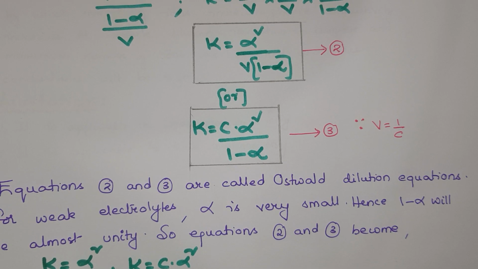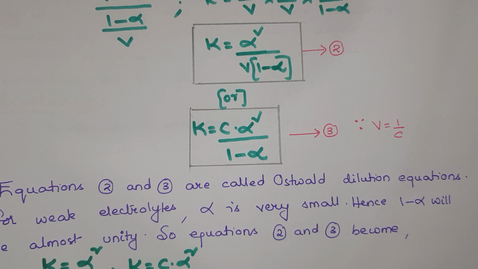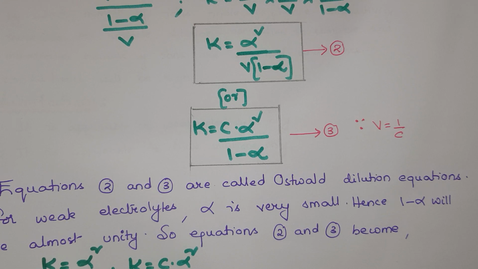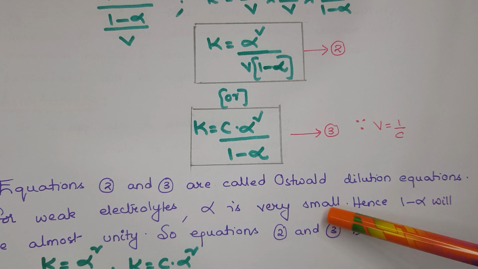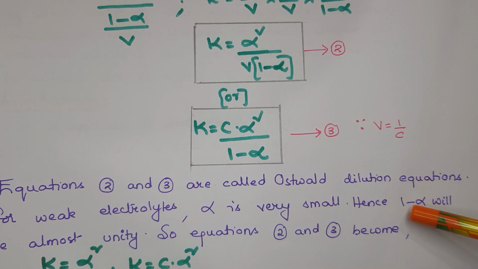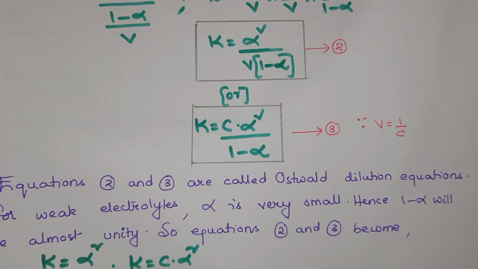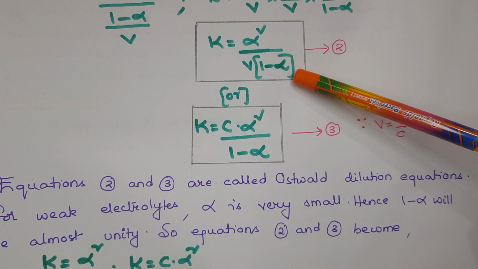Why are weak electrolytes weak, and what is alpha? Alpha is the degree of dissociation. Why is it very small for weak electrolytes? Because weak electrolytes are electrolytes which are only partially ionized. When it is partially ionized, what does it mean? It produces a smaller number of ions. That means the degree of dissociation will be small. Hence, from this, 1 minus alpha in the denominator will be almost unity, students.